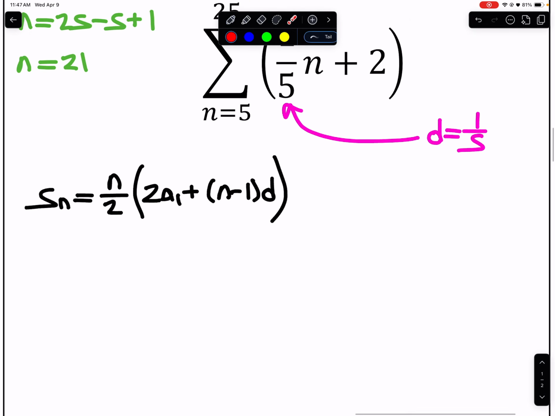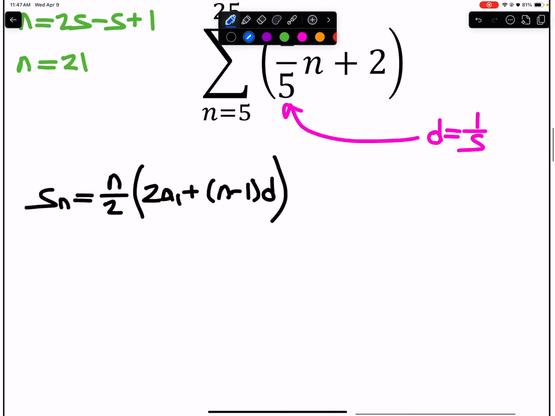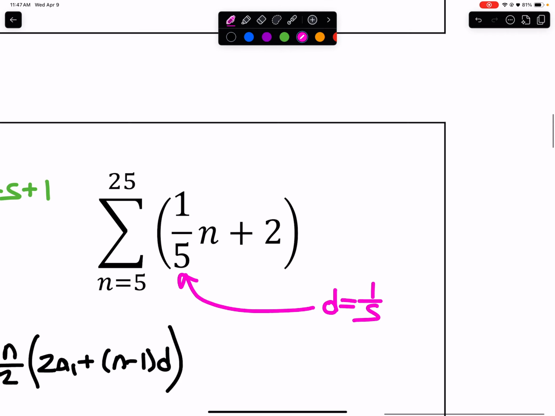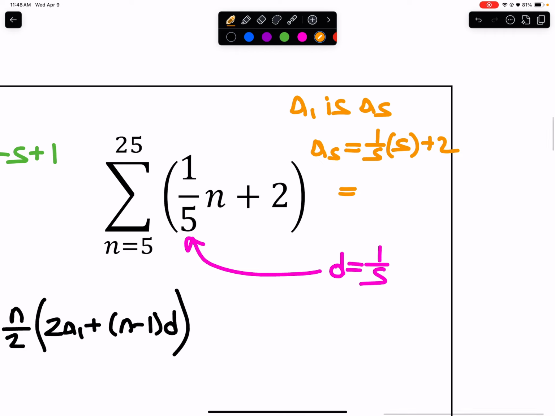One thing you need to know is that right here, this is the first term of the series, but notice how we're actually starting at the 5th term. So really, what's going to happen is my first term is the 5th term of the sequence. So I need to find a sub 5. So I'm going to do 1/5 times 5, then plus 2. So that's going to be 1 plus 2, which is equal to 3, which, groundbreaking.